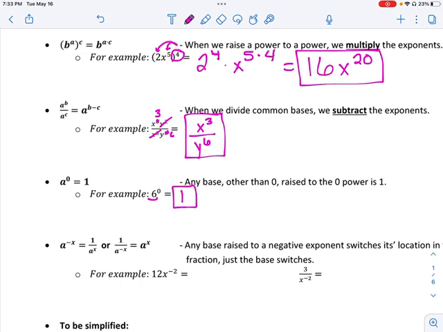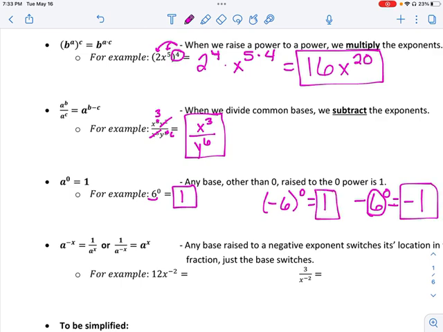Now, just be careful, just on a side note, remember that if I do negative 6 to the 0, in groupings, that is 1. But if I write it this way, then the base of the exponent is the 6, and that would simplify to a negative 1. So be careful there. Make sure you understand what the base is each time.